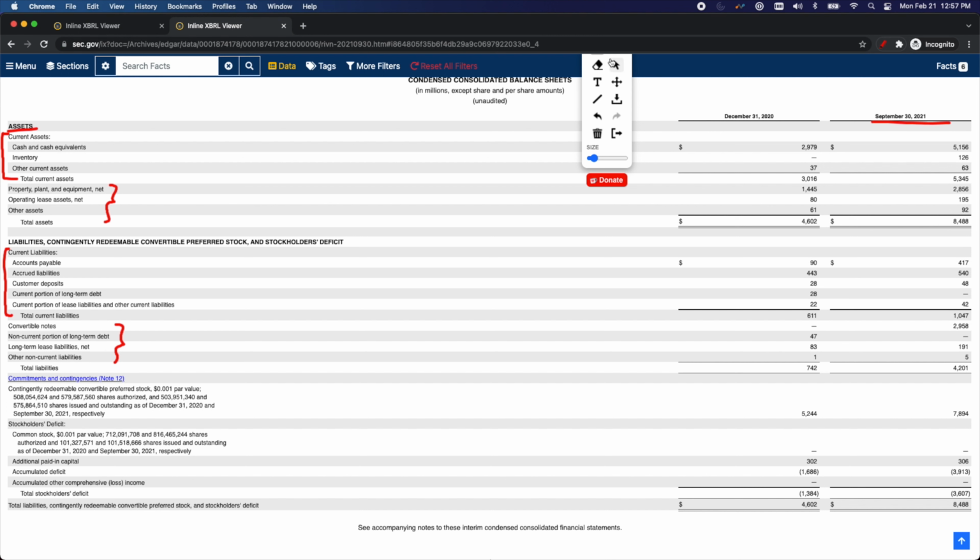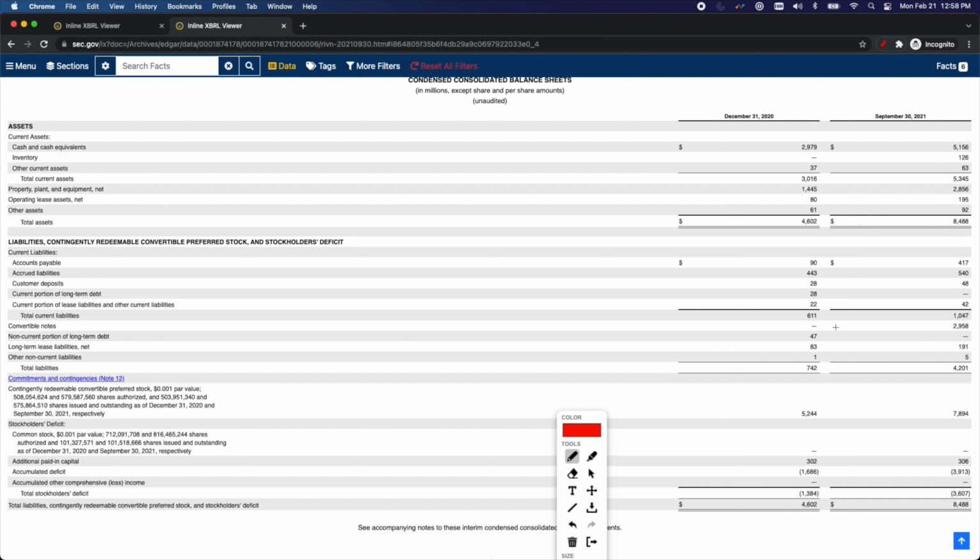So if we look at Rivian, we have $5.1 billion in cash. Well, they went public very recently, so they have a good chunk of cash available. Inventory, not that much, $126 million, and some other current assets. What they have mostly in current assets is just cash, so $5.3 billion in current assets.